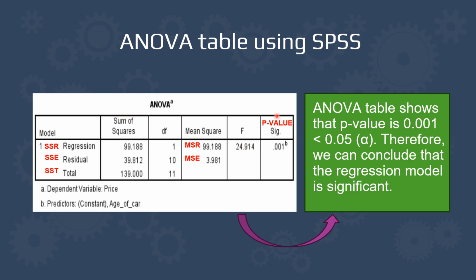So we have the p-value in the significant column here. It tells us if the F statistic is statistically significant. So if the p-value is less than 0.05, it means that our model is significant. In this case, we can see here the p-value is 0.001, which is less than the significance level, 0.05. Therefore, we can conclude that our regression model that measures the relationship between the car's price and also the age is significant.